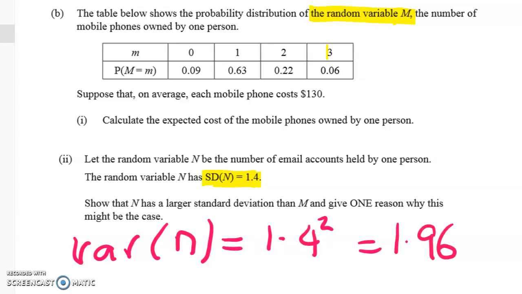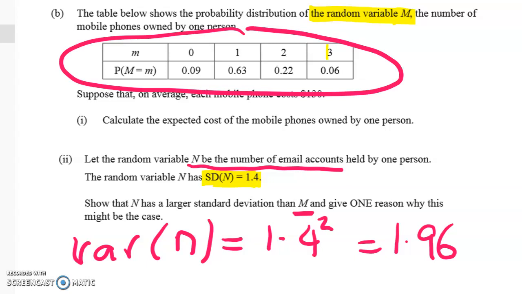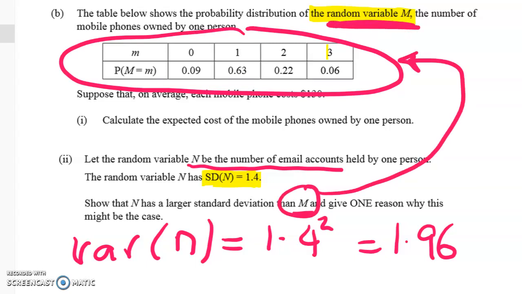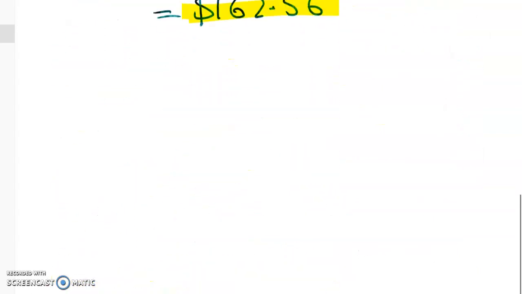We have to show that N, the number of email accounts, has got a bigger standard deviation than M, right? So we're going to go back up to here, and we're going to work out the standard deviation for my first random variable. And then we're going to think of one reason why that might be the case. So we're looking at how spread out the number of mobile phones that people owned is compared to the number of email accounts. So we're going to find the variance, and to do that, I always write in an extra row on my table.